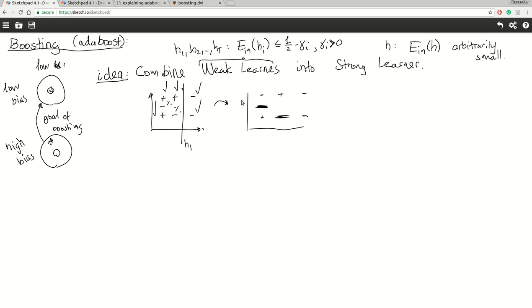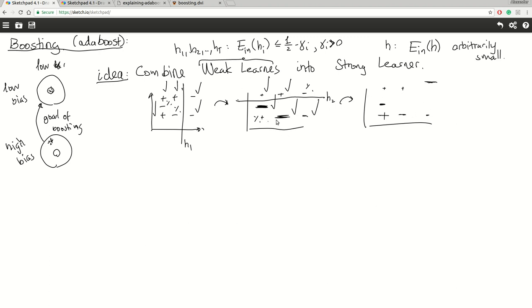And then maybe I'll learn this guy. So this might be H2. Let's say everything below is minus, then this guy is correct, and this guy is correct, and this guy is correct, and this guy is correct, and this guy is correct, but I'm wrong on these two guys. So then I'll reweigh the data set again, and maybe these will be a bit smaller now. This guy will increase a little bit, and this guy will increase a little bit, and then these will be very small now. I don't care about them that much anymore.